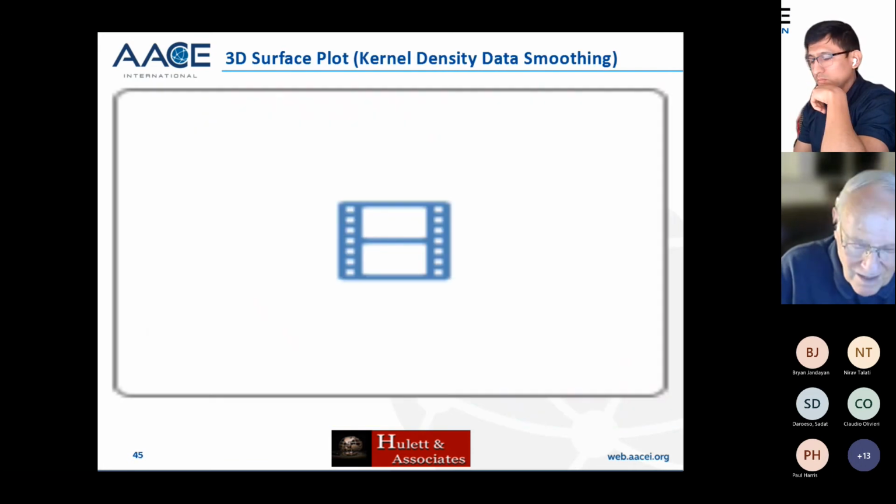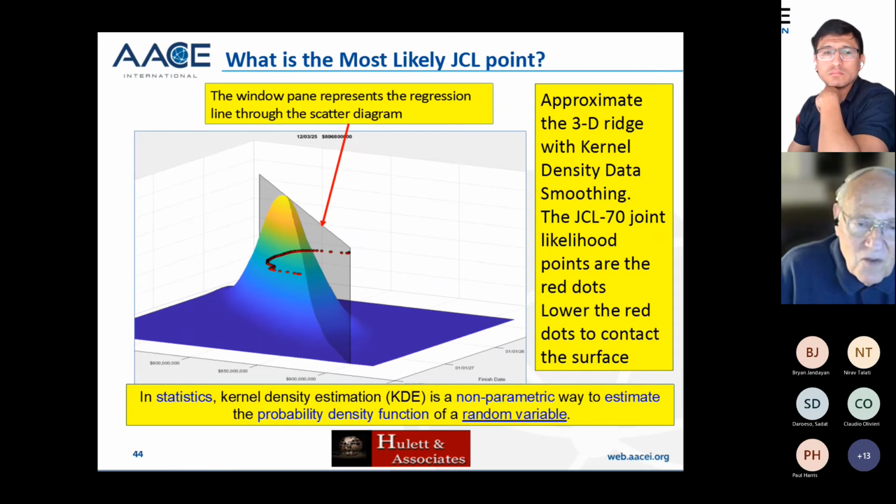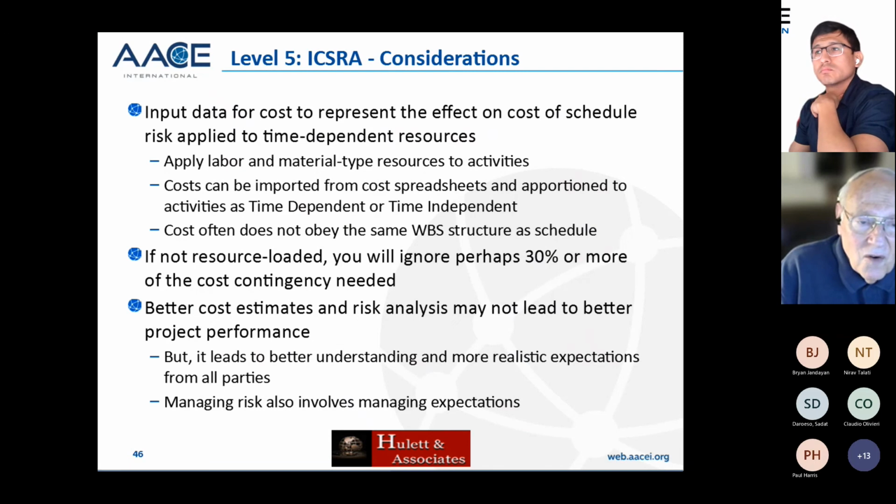I had something that had some animation here, but that seems to have gone away. Okay, so fundamentally, if you drop the red necklace down onto that shape, in a vertical way, the place where it first hits the shape is the most likely joint confidence level 80, or in this case JCL 70, and that's the way to look at it. Anyway, so we now know how to pick the most likely JCL point as well. Okay, so everything we said, we've talked about that. I'm out of time, I think.